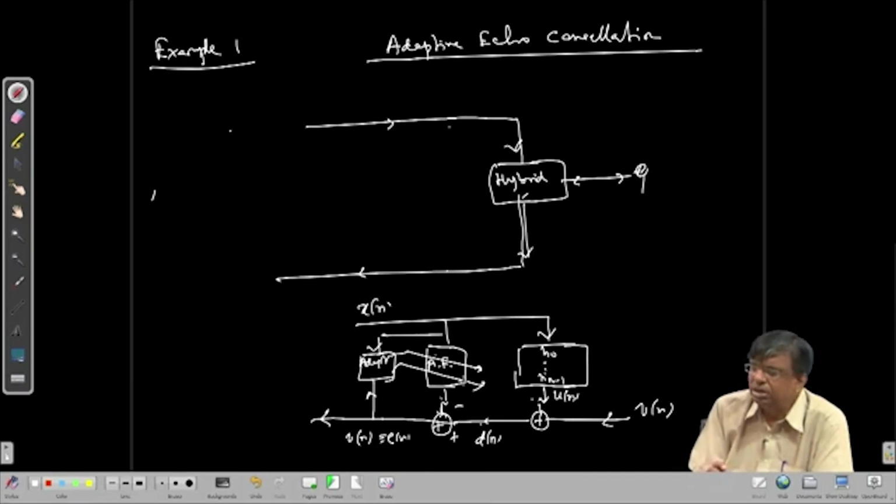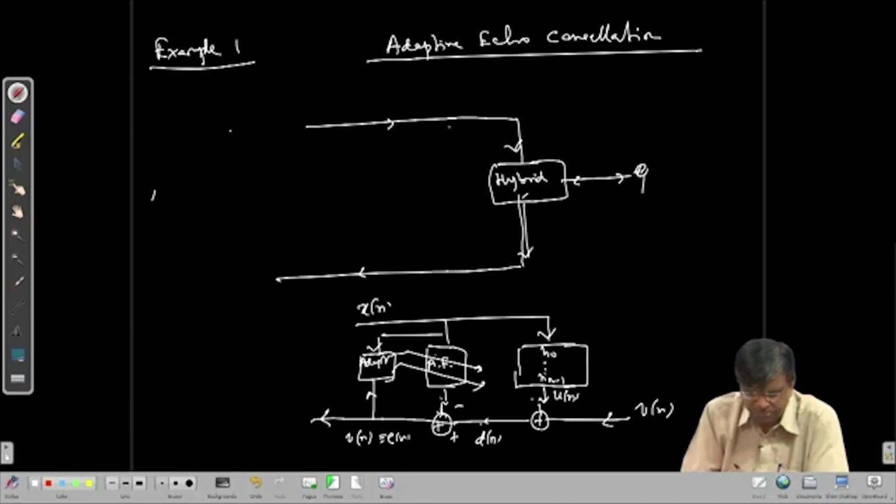Okay. So, this is a very simple example of adaptive echo cancellation, and in this topic lots of research has gone, many interesting structures have come up, tons of research has gone into it, but that is all old now, 70s, 80s, 90s, but still a very important topic. Next example.